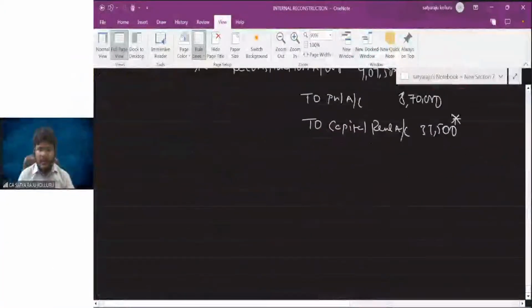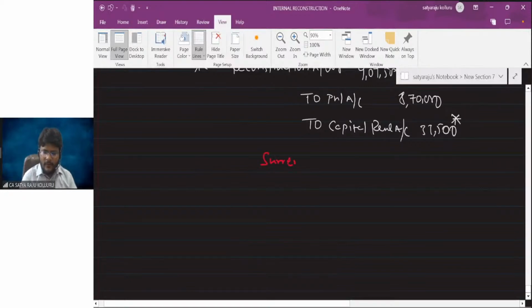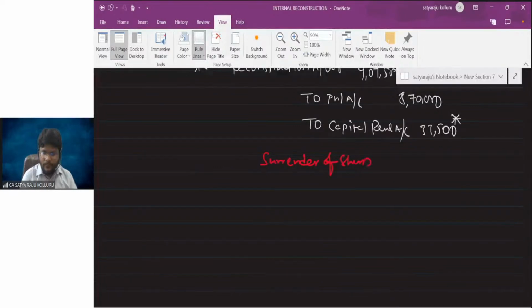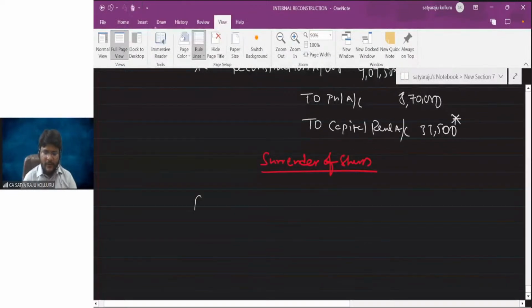Welcome back, guys. Please, all of you, put the heading surrender of shares. Friends, let me know, do you know the concept of forfeiture of shares? Forfeiture of shares.